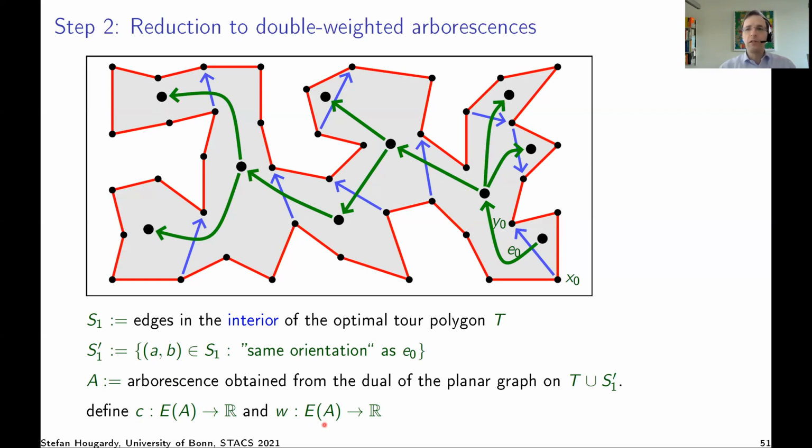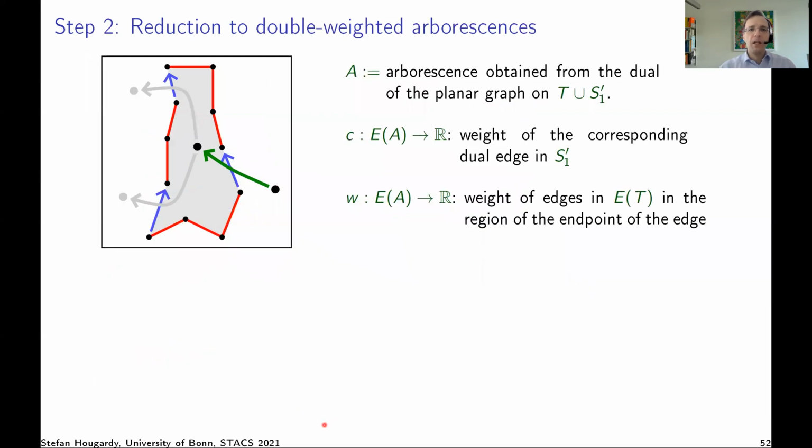And we will have a closer look how to define this by looking at some region of this planar graph. So here's one region of the planar graph. We have the vertex for the dual graph, and now we are interested to assign the C value and the W value to this green edge. And so the C value is very easy to define, namely the C value of this green edge is just the length of the corresponding dual edge.